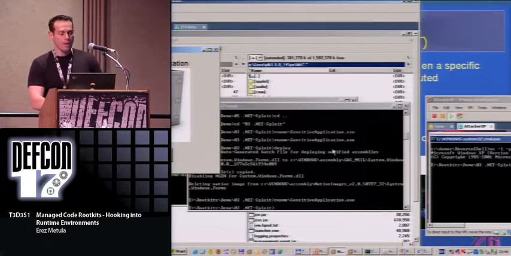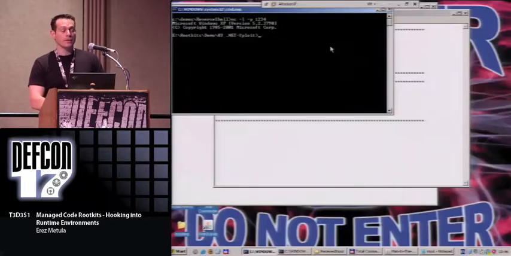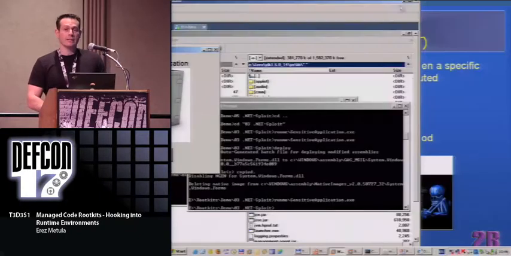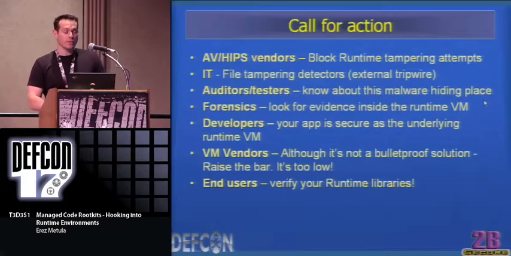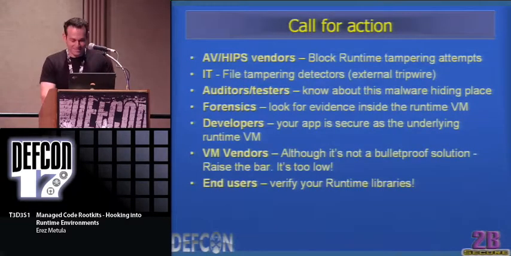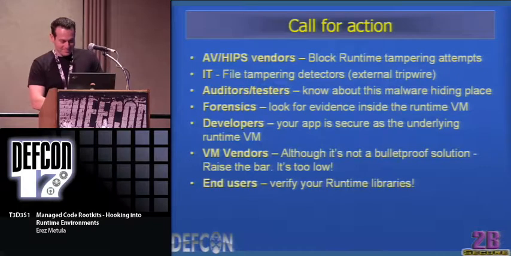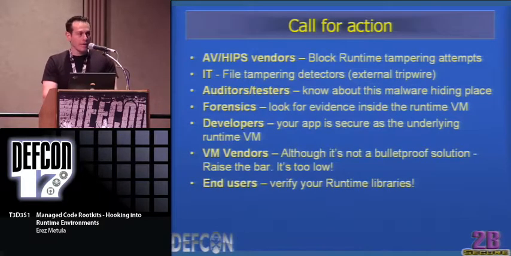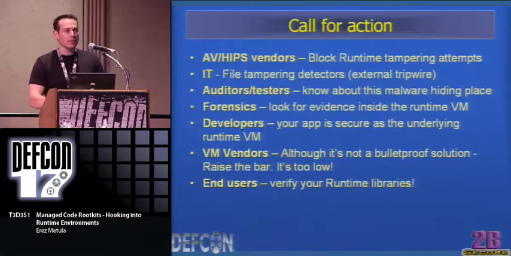I expect this antivirus to tell me that some process is trying to change my managed code environment. IT guys should perform file tampering detection using, for example, Tripwire, but do it using an external machine. Auditors, pen testers, forensics, look for your evidence inside virtual machines, know about this kind of thing. Developers, you should know that your application is only as secure as the underlying virtual machine, right? Virtual machine vendors like Microsoft and Sun, well, this is not a direct responsibility of theirs, and although it's not a bulletproof solution, they should raise the bar a little bit. Today it's too damn easy to do.